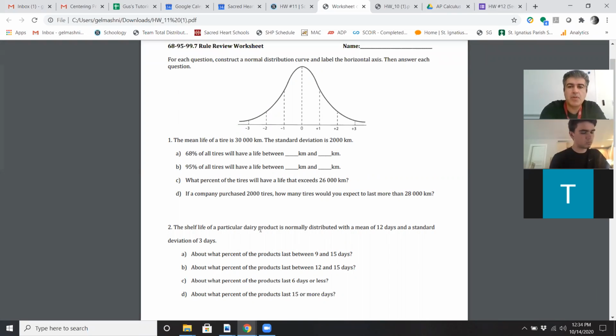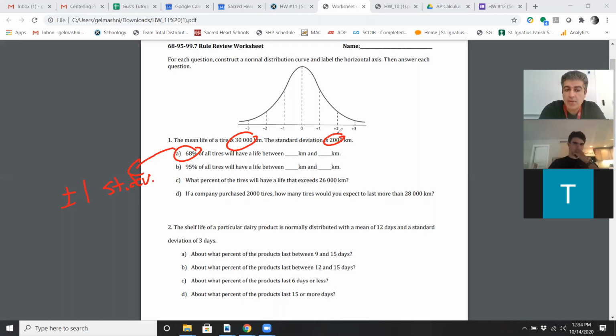So when you're in the middle, it's plus or minus one standard deviation. If you're told the mean is 30,000 and the standard deviation is 2,000, it's the mean plus or minus one standard deviation. So I'm just going to add 2,000 to 30,000 and subtract 2,000 from 30,000. So it's 28,000 to 32,000. And there we go.